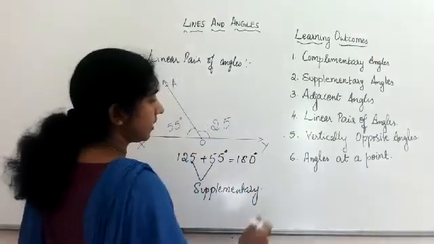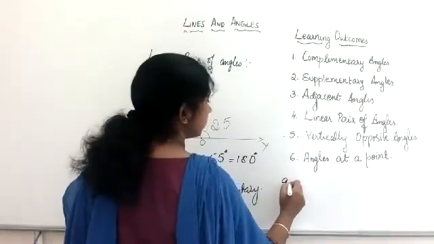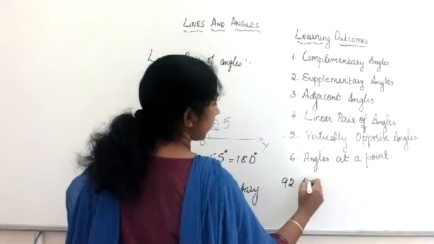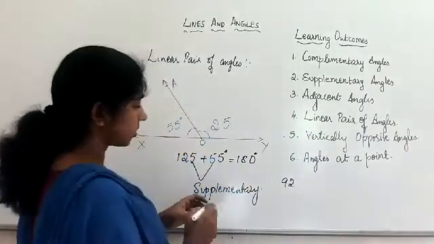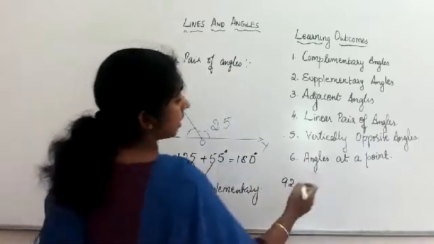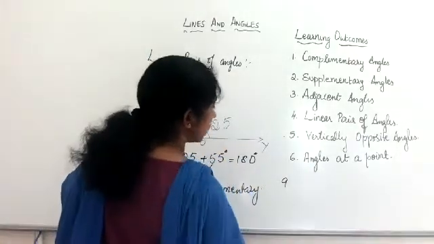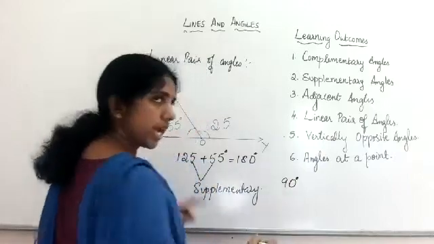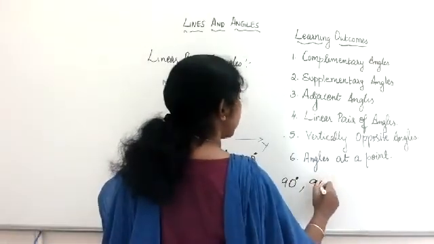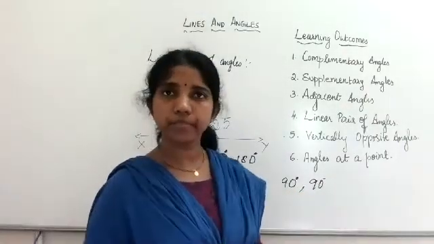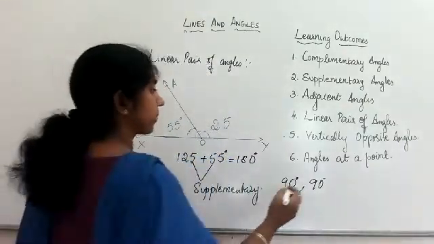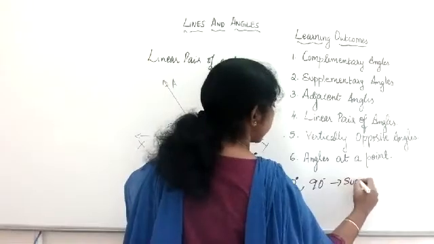Then I will take up another angle, 45 degree. I want the linear pair of angles. No? So one more angle, I take it 90 degree only. That will be a better one. 90 degree, and the other angle will be 90 degree. So these two angles we have. Now the sum of these two angles is 180 degree. So these two are supplementary angles.